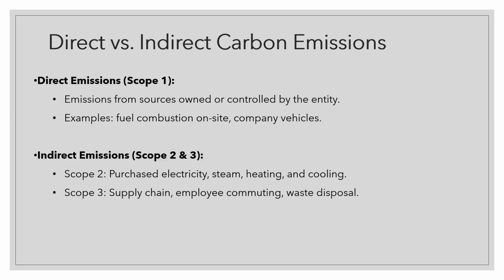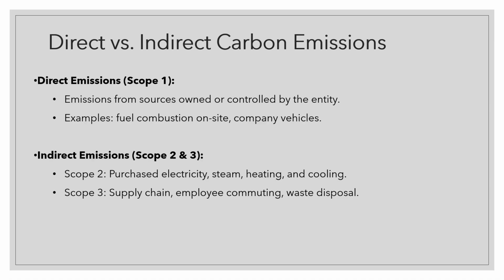Direct versus indirect carbon emission. What is it? We know carbon emission is considered in three scopes: scope 1, scope 2 and scope 3. Direct emission falls under scope 1, emission from sources owned or controlled by the entity. If you are driving a vehicle, you are spending energy, so it is direct emission. Burning fuel to cook food is also direct emission. All these come under scope 1.